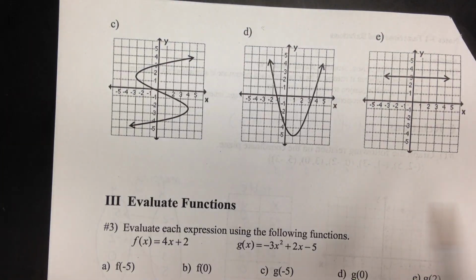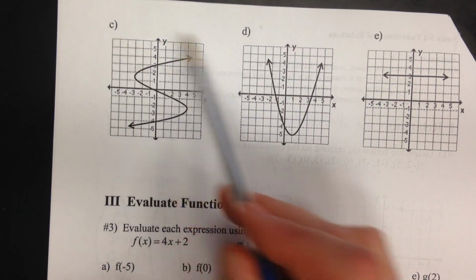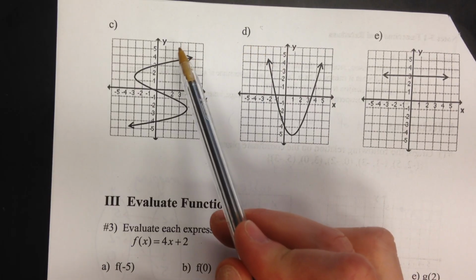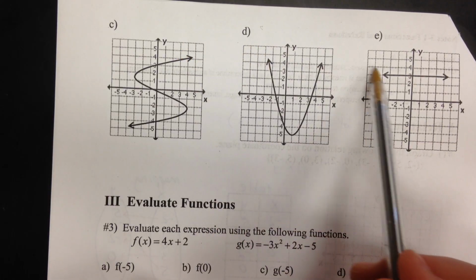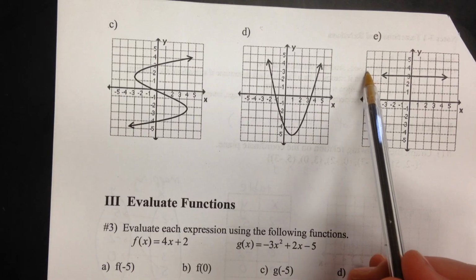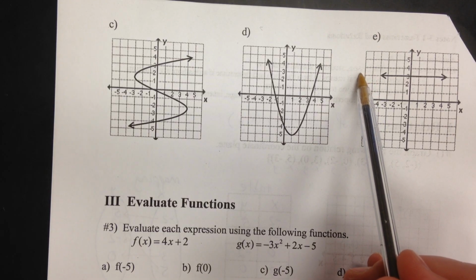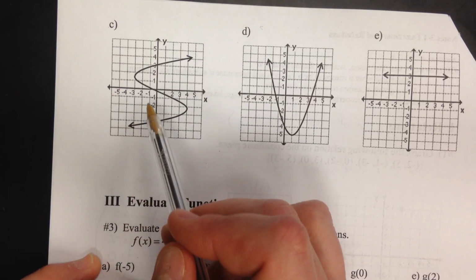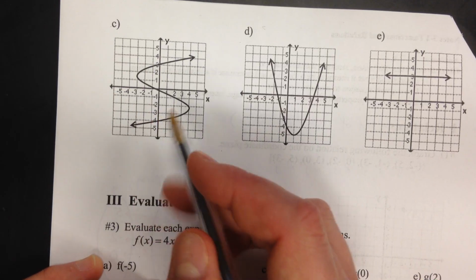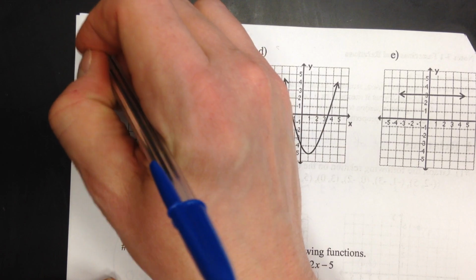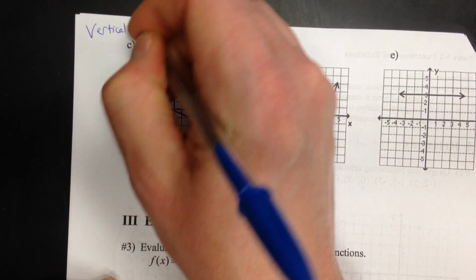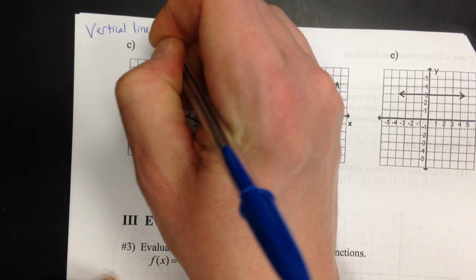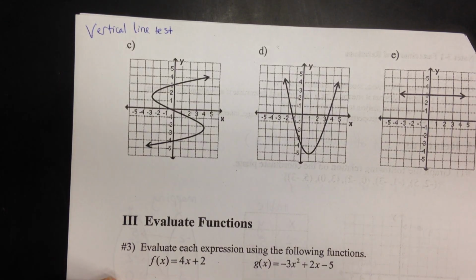And on the back here, at the top, this is still part of the second question. Now we have three graphs. The question is, are they functions? What is the domain? What is the range? Well, there's a way that we can test this out. It's called the vertical line test. And what that means is we're going to draw vertical lines.